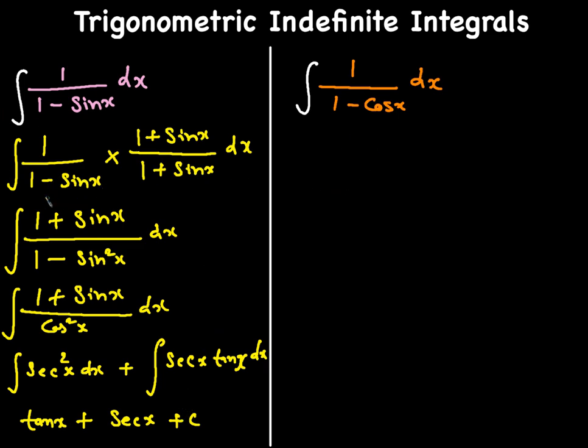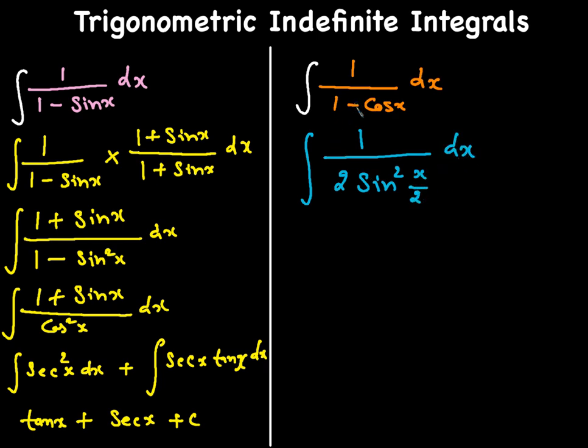The second one is similar to this one, just there is a cos written over here. In this case, we're going to use another trigonometric identity. The conjugate multiplication and division will not work out. So what we're going to do is write that trigonometric identity: 1 minus cos x is equal to 2 sine square x over 2.